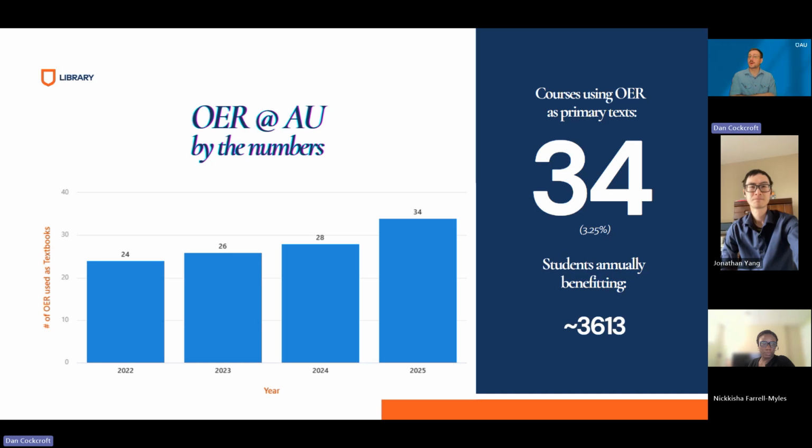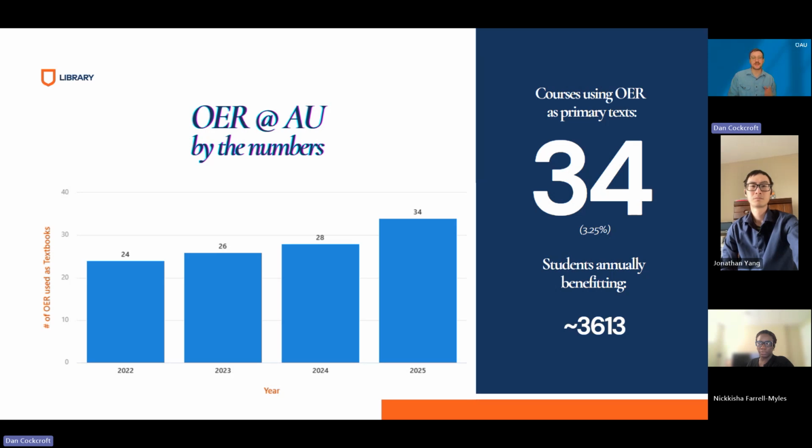In terms of courses using OER as primary text, that is 34 right now, which makes up roughly 3.25% of all courses. So it's still a very small amount of AU courses primarily using OER as textbooks. You'll notice that these parameters are not exactly the same. So the number of OER used as textbooks is not the same as the number of courses using OER as primary texts.